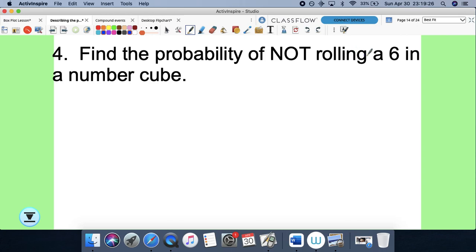Find the probability of not rolling a 6 on a number cube. So not 6. I don't want the number 6. So I want 1, 2, 3, 4, 5, but not 6. So there's 5 chances out of 6.